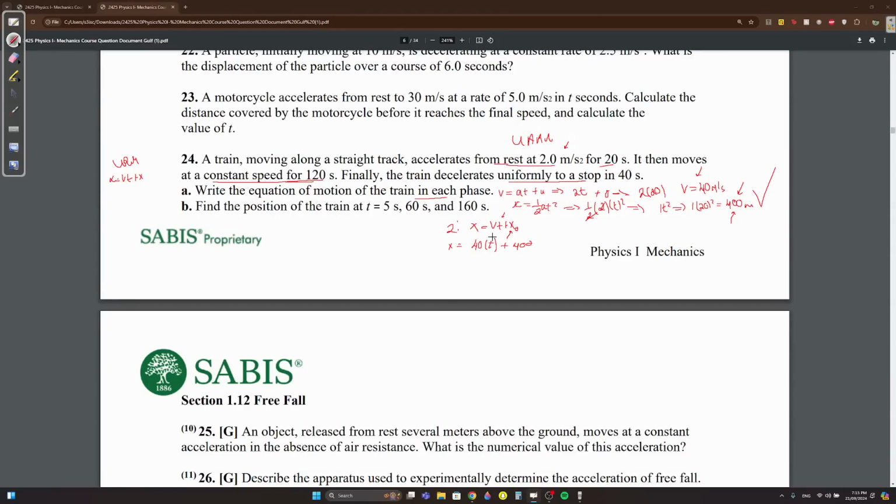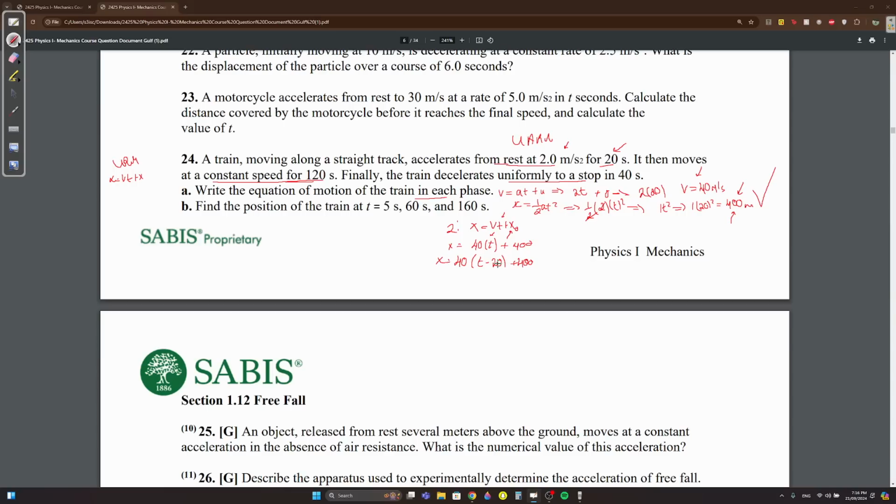This is correct, except that they replace the time with whatever time they're at minus 20. Because remember, we're starting at 20 seconds here. We want to know after those 20 seconds, right? So 40 times t minus 20, plus 400.